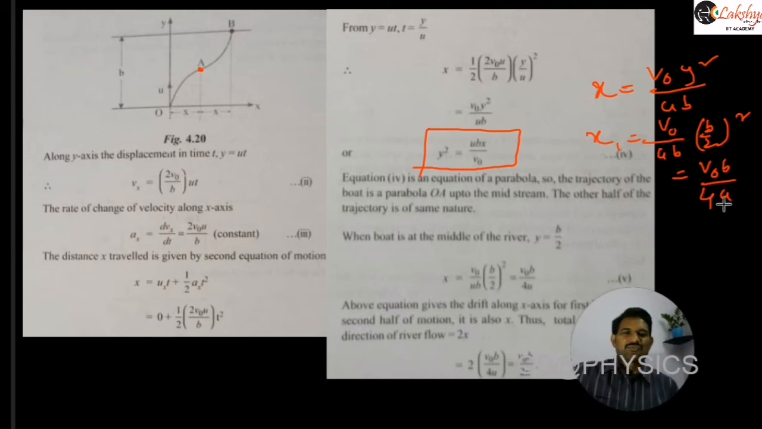This is half of the drift when he is traveling from here to here, because we are just substituting y is equal to b by 2, that means up to the midpoint. Then he travels like this, and here also the same drift will be there. So for the total drift we need to multiply this value: x total is equal to 2x1. Just multiply that, so you will get v naught into b by 2u, twice this value. So that is this problem.